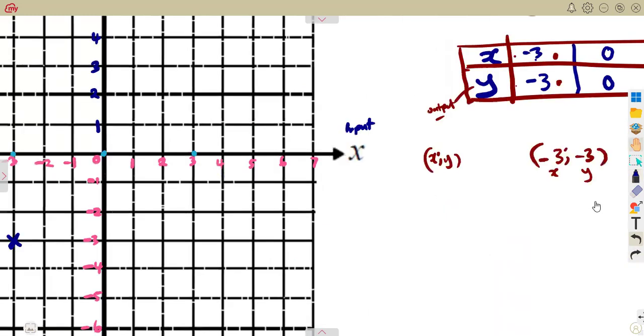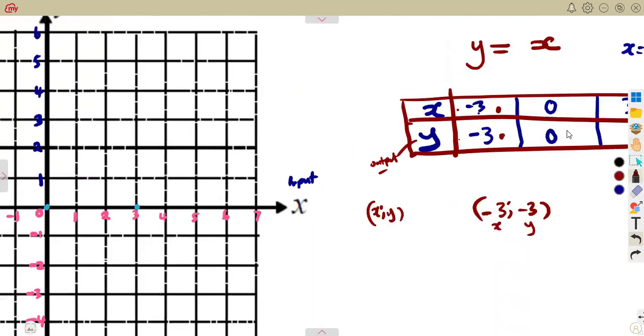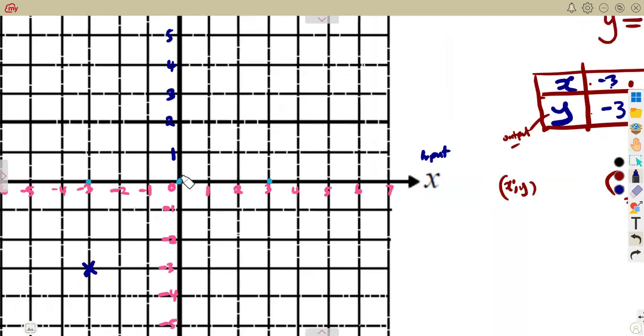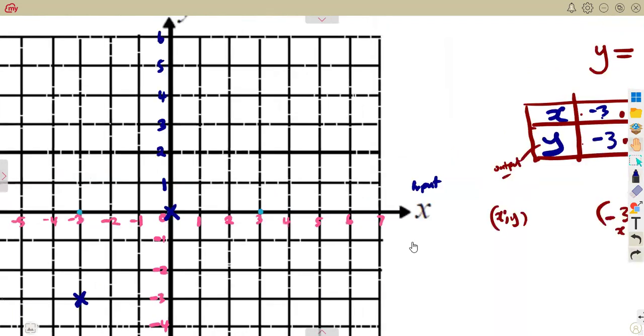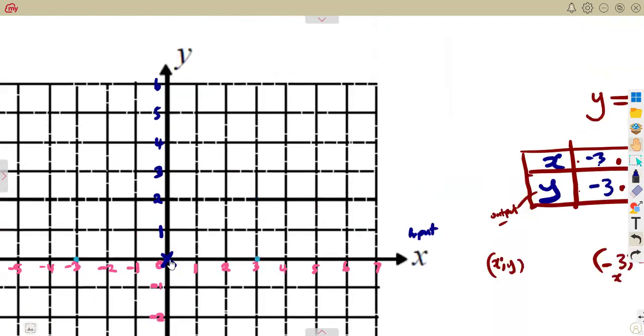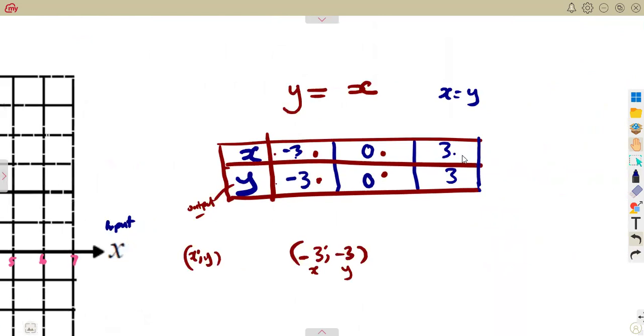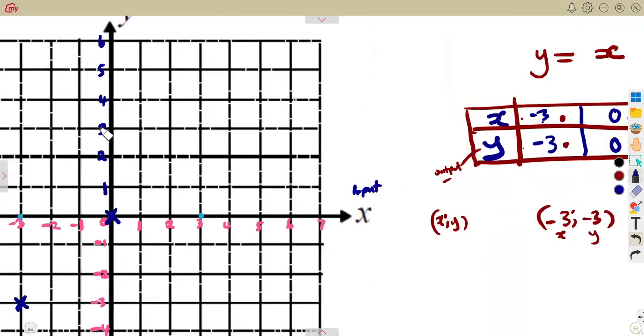Let's move on to another point. The other point that is there is 0 versus 0, where x is 0, y is also 0. So that is on the origin. Remember the origin: both x and y are equal to 0, where the x-axis and the y-axis meet. They meet at (0, 0), which is the origin. That's where your (0, 0) is. All right, another point is (3, 3). When x is 3, y is also 3. That is what it means.